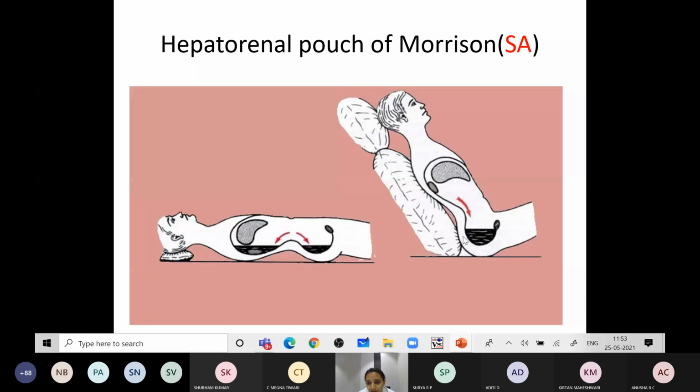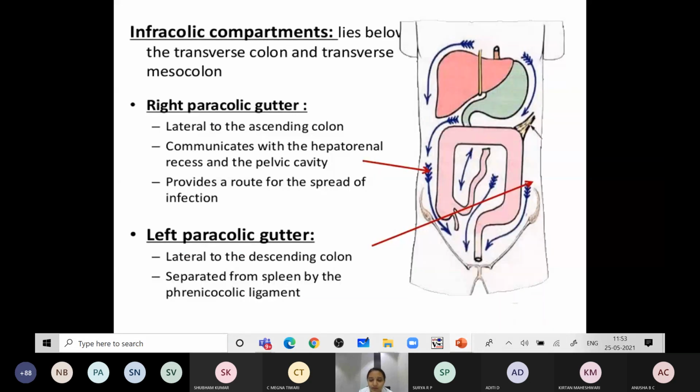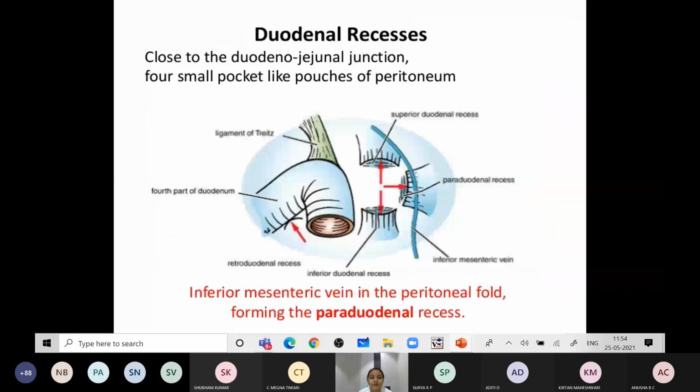This rectovesical pouch or rectouterine pouch or pouch of Douglas may also be asked as a short answer. That's a dependent area in the reclining position. The fluids will be collected there as it is a dependent area. And sometimes it becomes necessary to drain the fluid in the pouch of Douglas. In case of females, the posterior colpotomy will be done to drain the fluid collected in the pouch of Douglas.